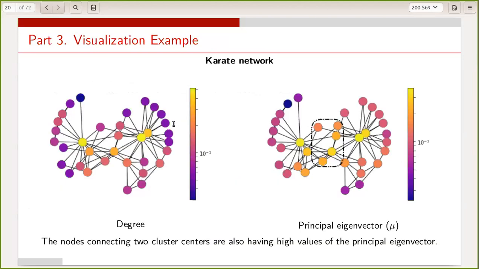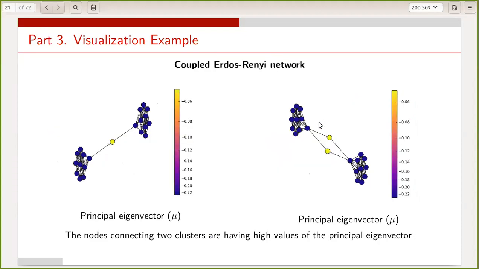Right? For example, here in the karate network, we can see that the degree centrality will have the highest value in the center of the graph, the dense part, and the nodes having a high value of the principal eigenvector will have a high value as well in the nodes that connect the clusters. So here we want to get the nodes from the dense part and the connecting part, the principal eigenvector. This one is quite easy, but this is practical, right?